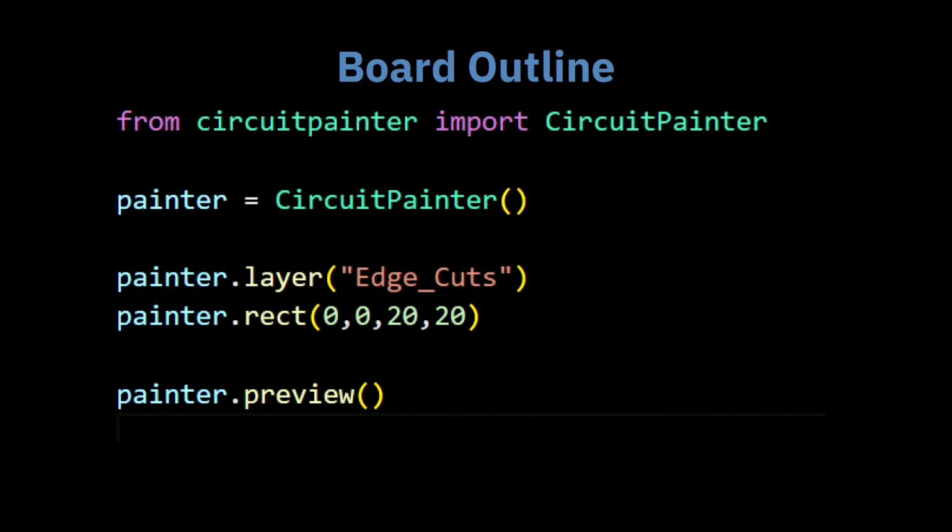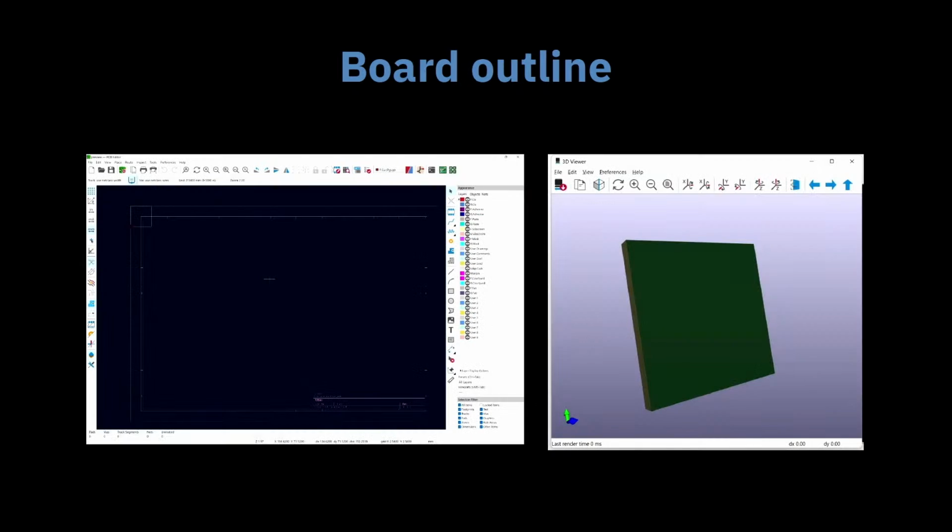Then you can just draw a rectangle, like 0, 0 to 20, 20. So in this case, we're making a 20 millimeter by 20 millimeter rectangle board. Then you can use the preview function, which launches KiCad, and you can see you've got a board here, and you can verify in the 3D tool that, hey, it's a rectangle. This would be very quick to do by hand, so there's no reason to use my scripting tool for this, but that's the starting point anyway.